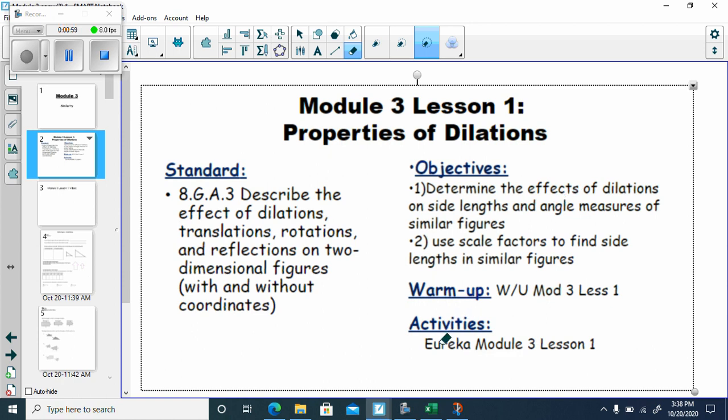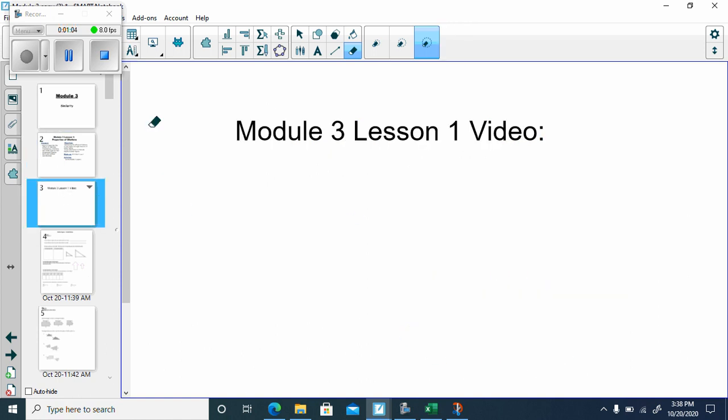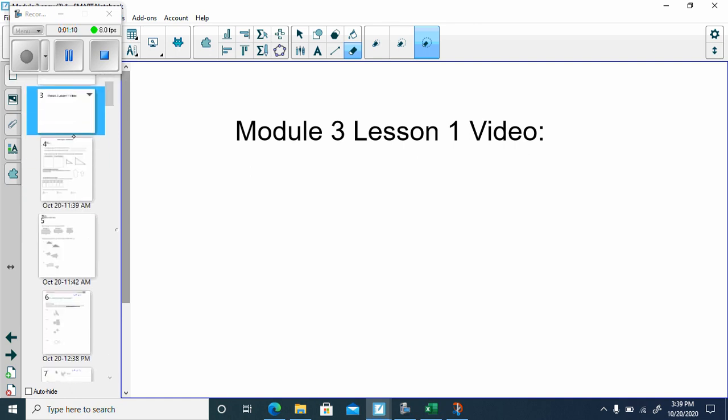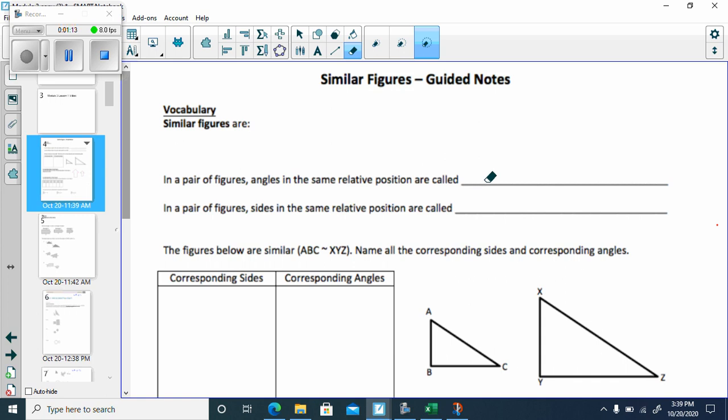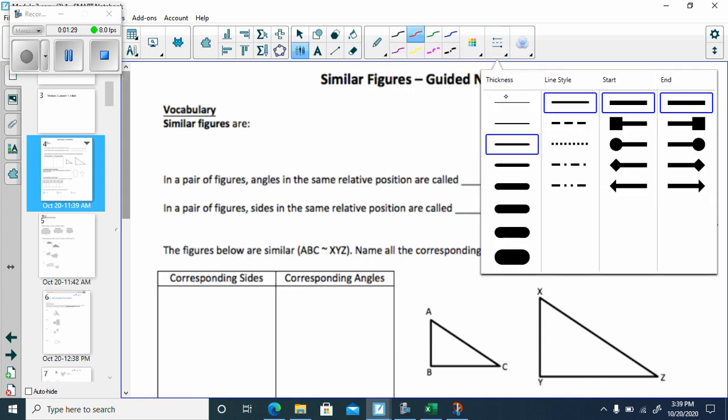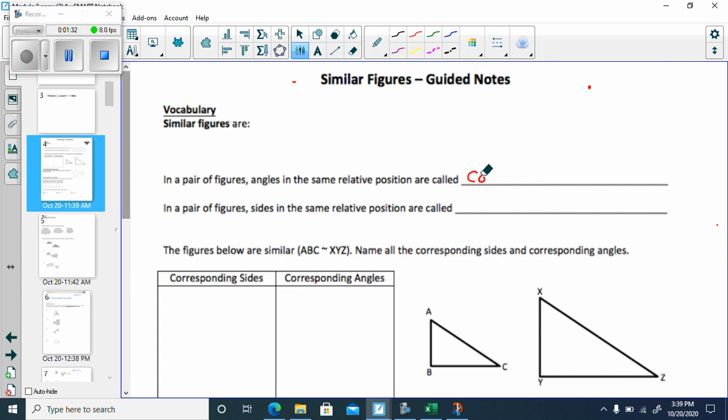The activity here is in Eureka, Module 3, Lesson 1. This is the workbook. I can't very well put the video in this particular location because I'm making it right now. This is just guided notes we're taking here. In a pair of figures, angles in the same relative position are called corresponding angles. Let's write that in. We're just trying to get some terms that we can understand. If they're in the same relative position, they're called corresponding angles.